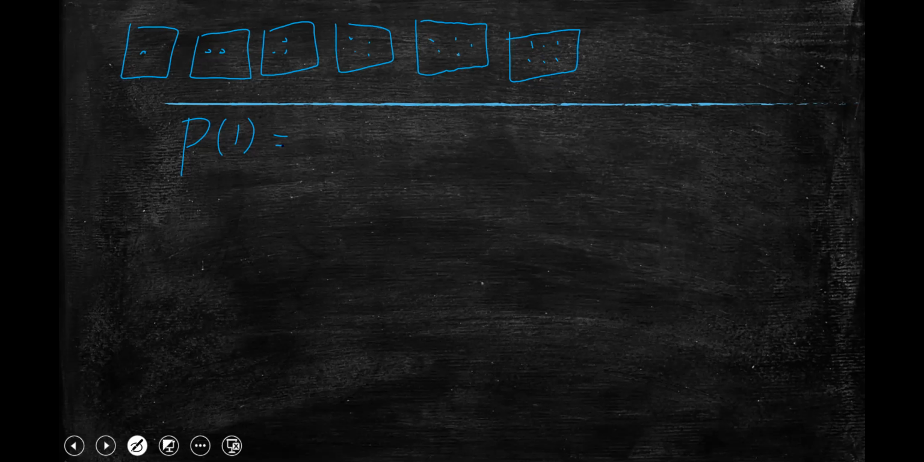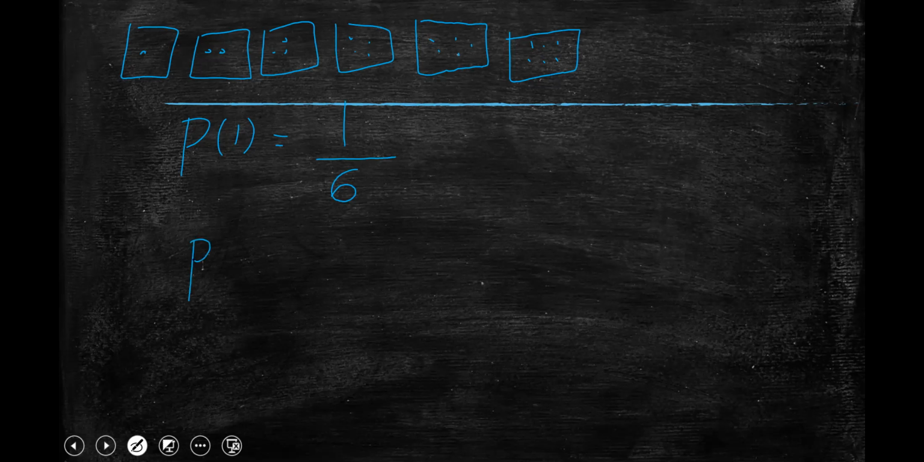Now here, how many outcomes do we have? I mean, how many outcomes for the trial? We have 6 outcomes. But how many events can I get number 1? Only 1. So I will say here the probability of getting 1 is 1/6.